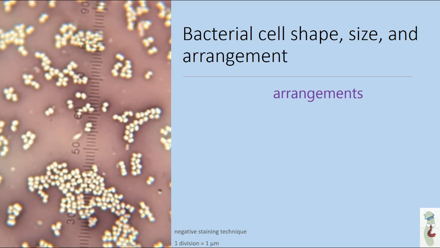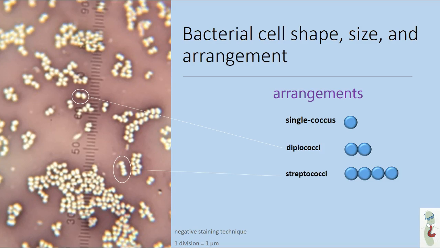Their arrangement is dependent on whether or not the cells stay attached to each other after cell division. When individual cells are completely separated from each other, their arrangement is said to be that of a single coccus. However, when two cells stay attached to each other, they form what's known as a diplococci. Likewise, when 3 or more are attached to each other in a string-like arrangement, they're called streptococci. When 3 or more cocci form grape-like clusters, they're then called staphylococci.